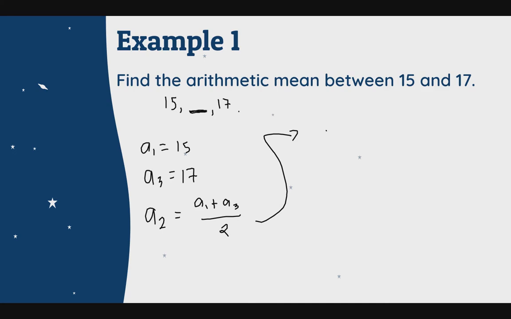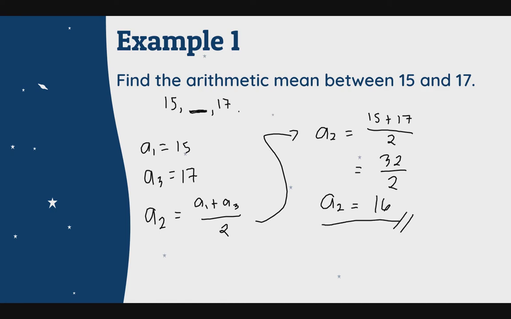So a sub 2 is equal to a sub 1, which is 15, plus 17. We just substituted the values of a sub 1 and a sub 3, divided by 2. Then add the two values, we will get 32 over 2. And 32 divided by 2 will be equal to 16. Very good. So our second term, the arithmetic mean, is 16. So 16 is the answer for this one.